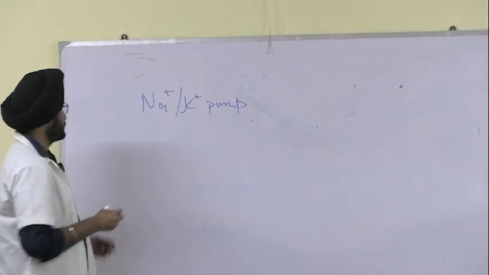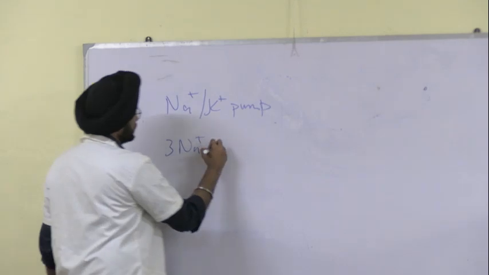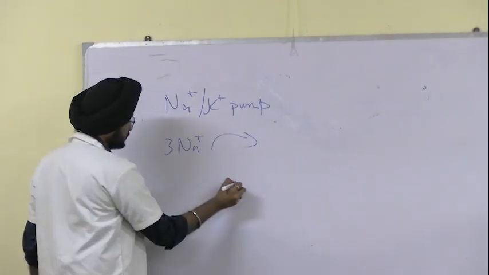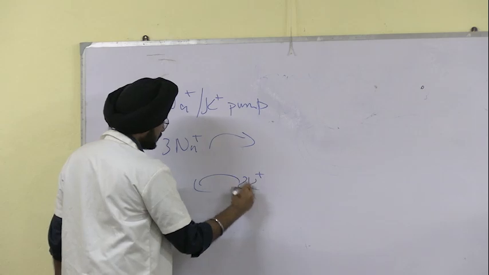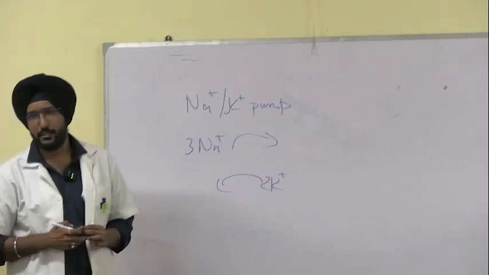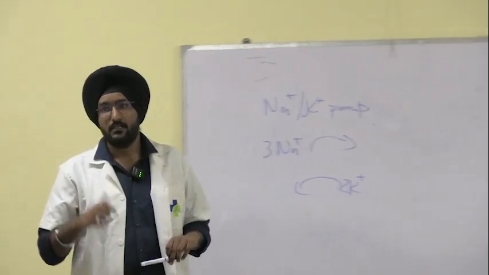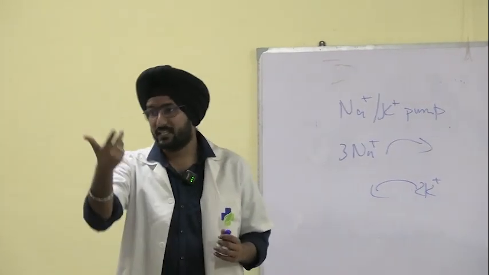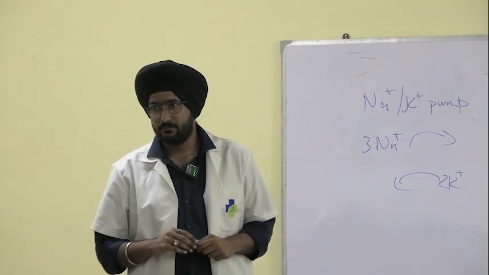Sodium potassium pump. 3 sodium outside, 2 potassium inside, against the concentration gradient. Okay, always remember कि sodium concentration cell के बाहर ज़्यादा होती है as compared to inside the cell.